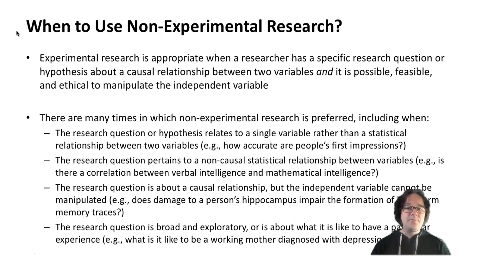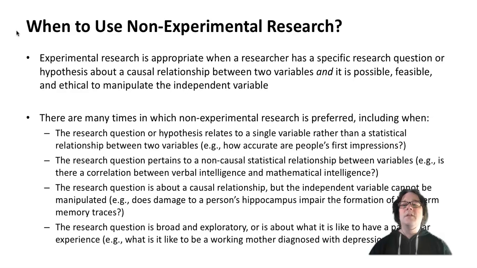research is preferred. Some of them include when the research question or hypothesis relates to a single variable rather than a statistical relationship between two variables. So an example might be, how accurate are people's first impressions? We could probably come up with an experiment to test that, but this is kind of more of a descriptive or explanatory type of question, not necessarily a causal question. We're not asking what causes people's first impressions to be accurate or less accurate, right?